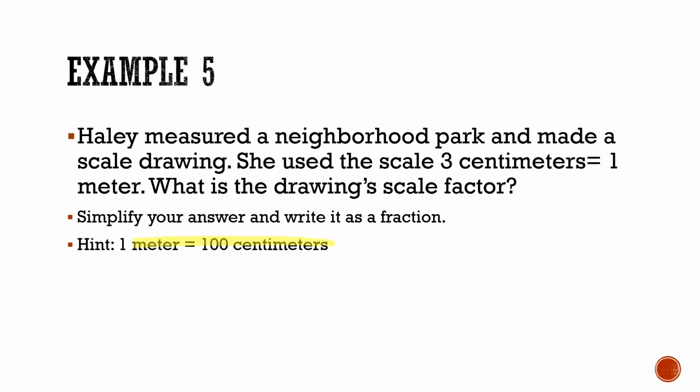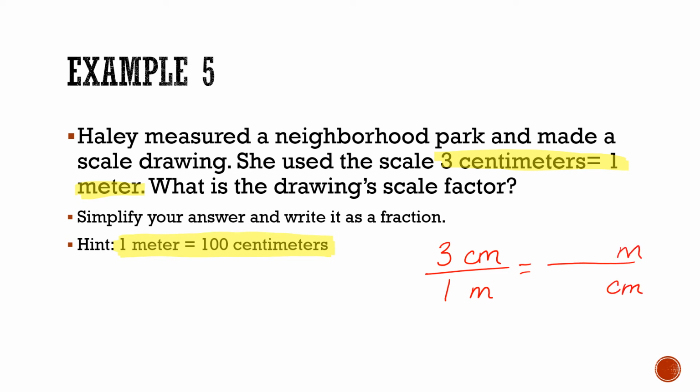Okay, you need to make sure you've written this down. 1 meter equals 100 centimeters. Haley measured a neighborhood park and made a scale drawing. She used the scale 3 centimeters equals 1 meter. So we're going to write that as 3 centimeters over 1 meter. We want our units to cancel out for scale factor, so I'm going to write them opposite of each other this time. And I'm going to use our hint down here that 1 meter is 100 centimeters.